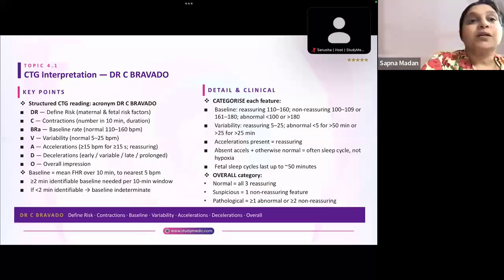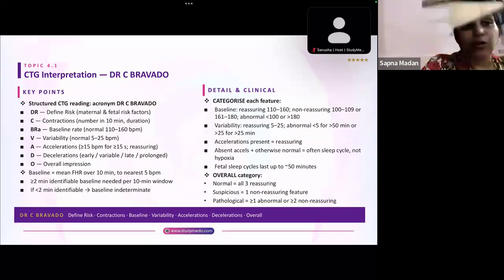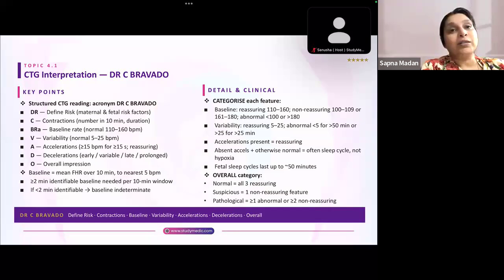Okay, now let's just categorize each feature. So baseline is reassuring, like we discussed, between 110 to 160 beats per minute. It is non-reassuring if it is 100 to 109 or 161 to 180. And it is pathological if it is less than 100 or more than 180. Now again, define the risk.